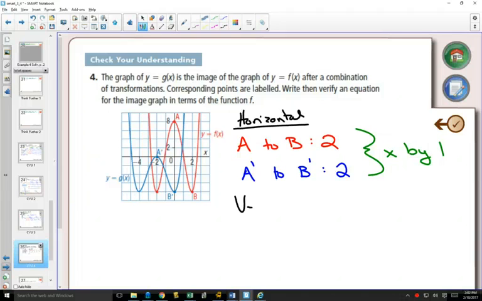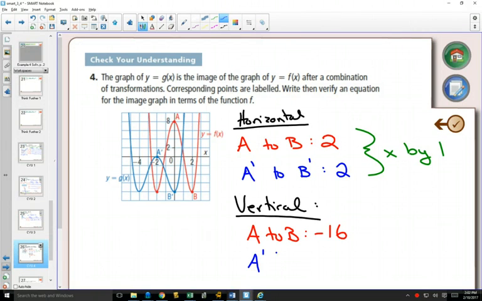But when we look at the vertical, again, going from A to B vertically, you're going to have to go down 16. So we write that as negative 16. And A prime to B prime, now we're only going down 8. So how would I do that change? I would have to multiply my y values by 1/2.